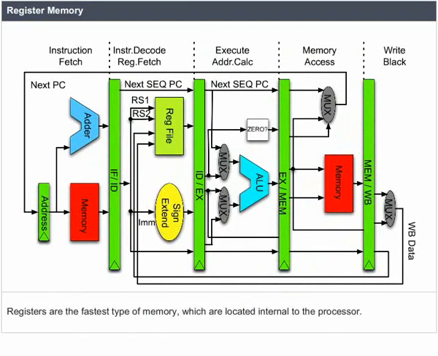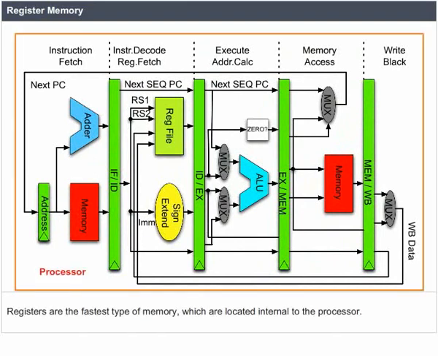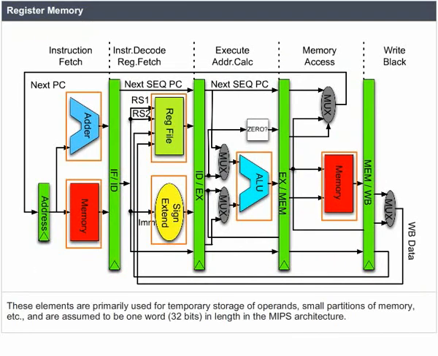Register memory. Registers are the fastest type of memory, which are located internal to the processor. These elements are primarily used for temporary storage of operands, small partitions of memory, etc., and are assumed to be one word, 32 bits in length in the MIPS architecture.